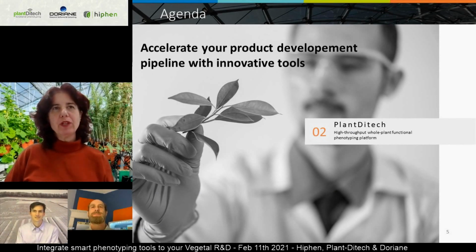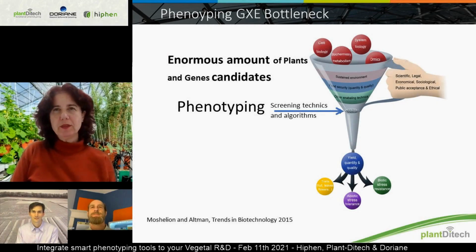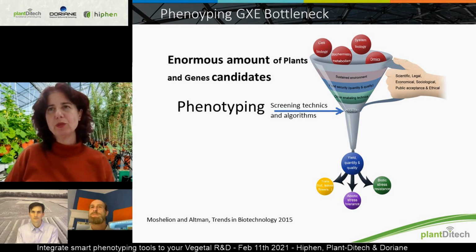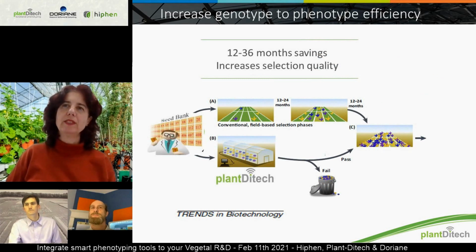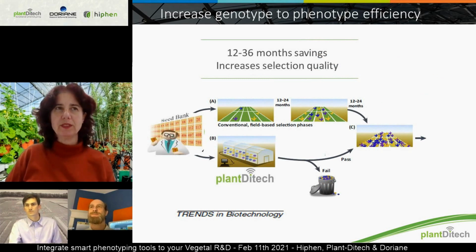Let's start by talking of a key gap today in the breeding process, which is the phenotyping genotype by environment bottleneck. Many plants and gene candidates are economically made available, but the repeated selection process takes a long time and effort, especially when we talk about environmental impacts, which are harder to control and measure. We are offering a high-throughput automated phenotyping system to make a significant improvement in this process and make the whole genotype to phenotype selection process much more efficient.